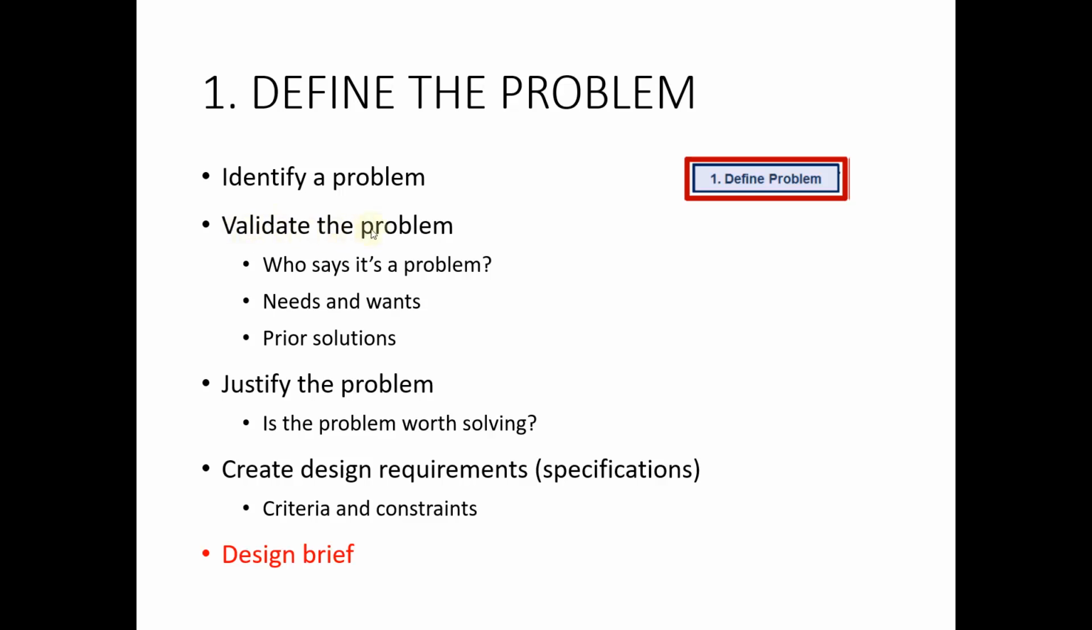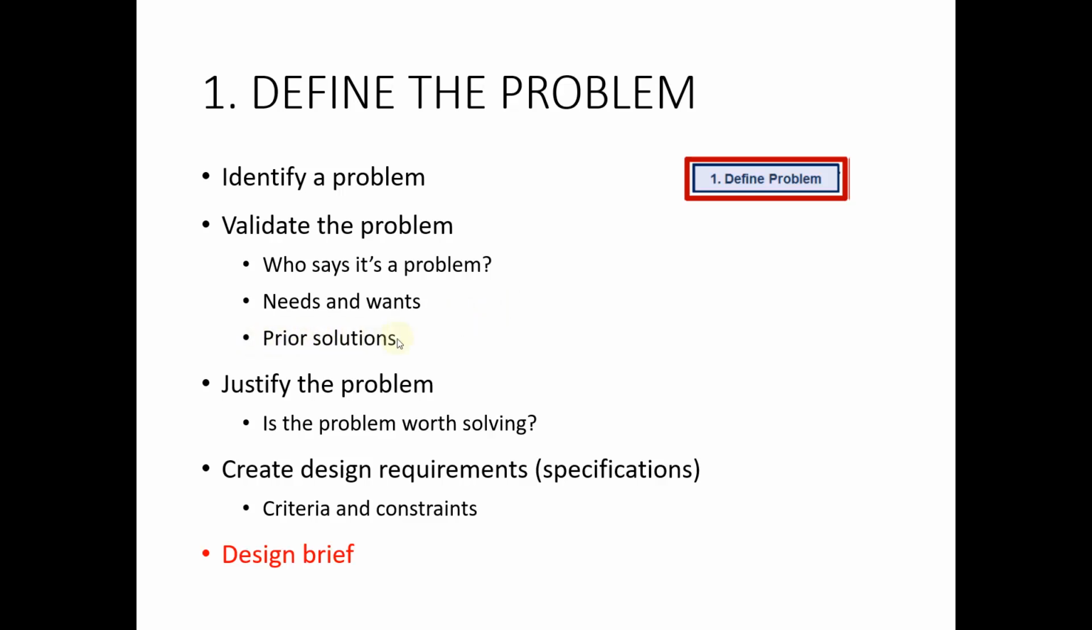Next, we need to validate the problem. Validation means we need to cross check, or we need to identify clearly what the problem is about. Who says it's a problem? So how did you identify whether there is a requirement or not? And what are the needs and wants for the customer? Whether the customer really needs that product or whether it is not needed.